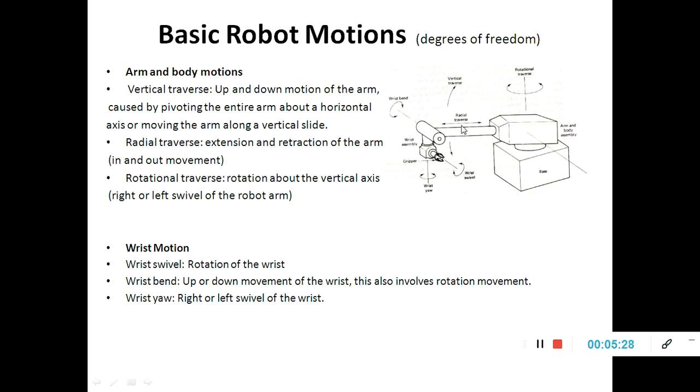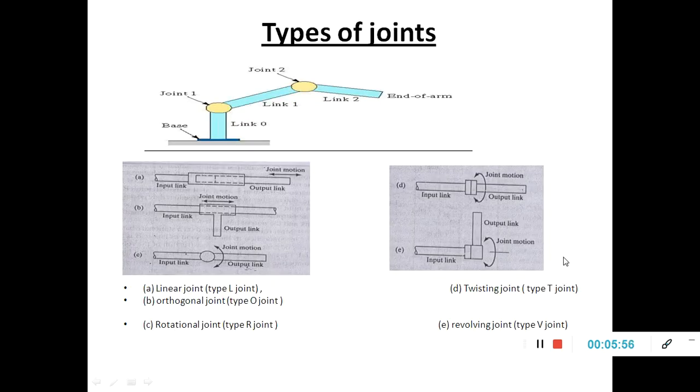So here it is 3 degrees of freedom, and here it is 3 degrees of freedom. Totally, we can say that the basic robot motion has 6 degrees of freedom. 3 degrees of freedom are related to the arm and body motion, and 3 degrees of freedom are related to the wrist motion. So if a question is asked on basic robot motions, then you have to draw this diagram and explain all these 6 degrees of freedom. Got the point? Now, coming to the types of joints.